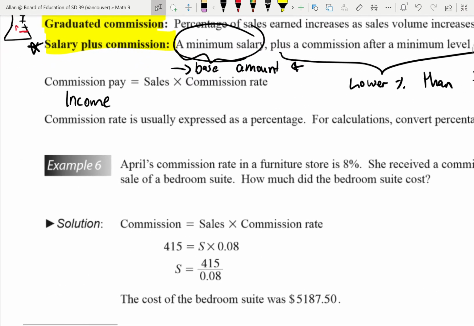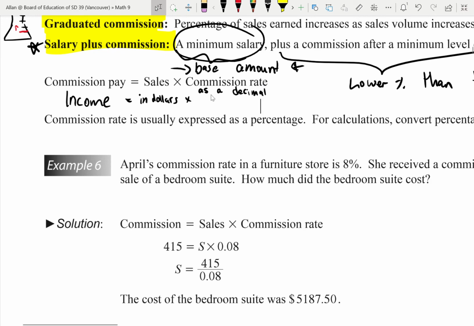I'm sorry about the lawnmower outside. Commission is equal to the sales, so in dollars, how much you have sold, times the commission rate, and you want it as a decimal.